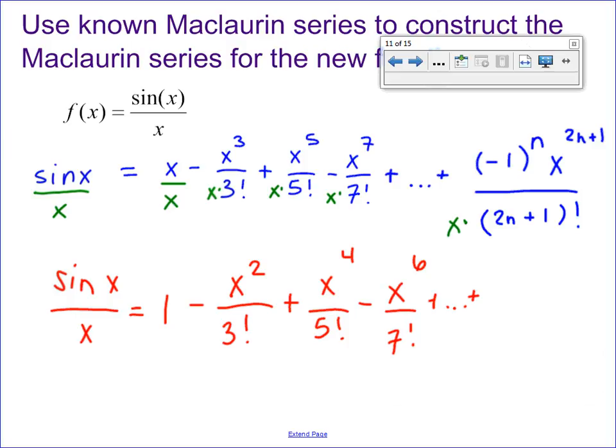Can we generalize it? I bet we can. What's that x on the bottom going to do to my generalized term? Well, I'll just take away one of these x's, won't it? So this would now be x to the what? That's it. So I still have my alternating sign, yes. It's still going to be negative 1 to the n, but this becomes x to the 2n. My factorial remains unchanged. That's still 2n plus 1, quantity factorial.